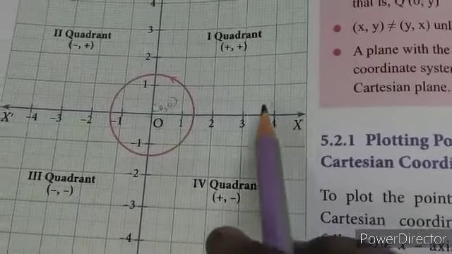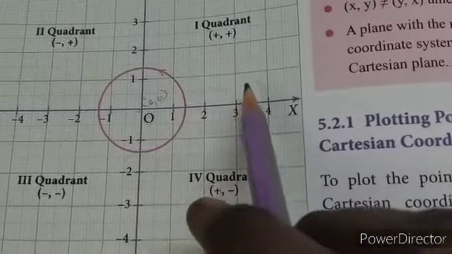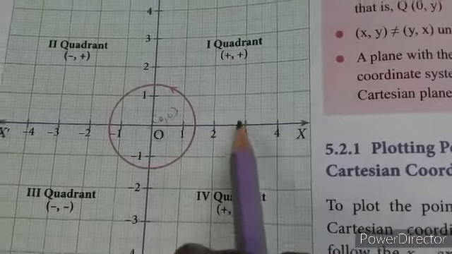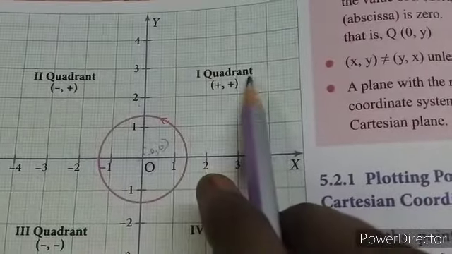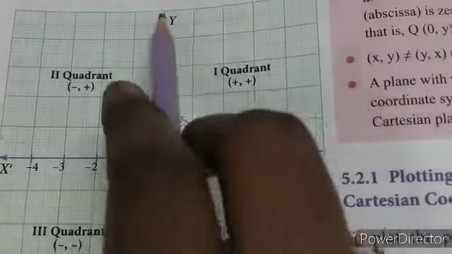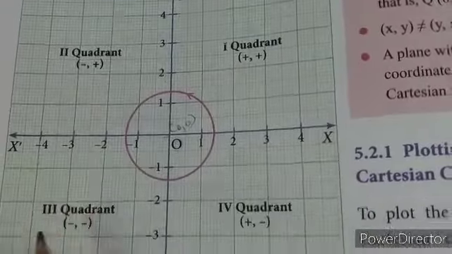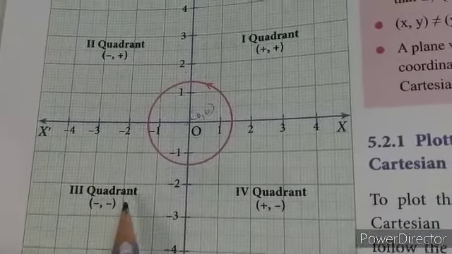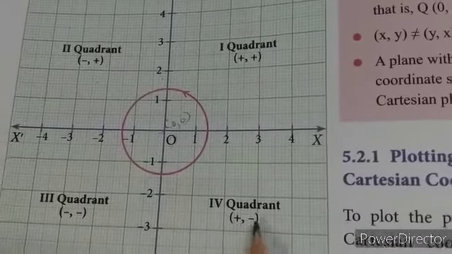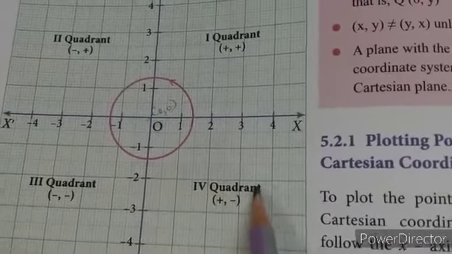Now, how to find out the quadrant? Positive and positive, that is plus and plus, is your first quadrant. Minus and plus is your second quadrant. Minus and minus, that is negative and negative, will come under the third quadrant. Positive and negative is the fourth quadrant.